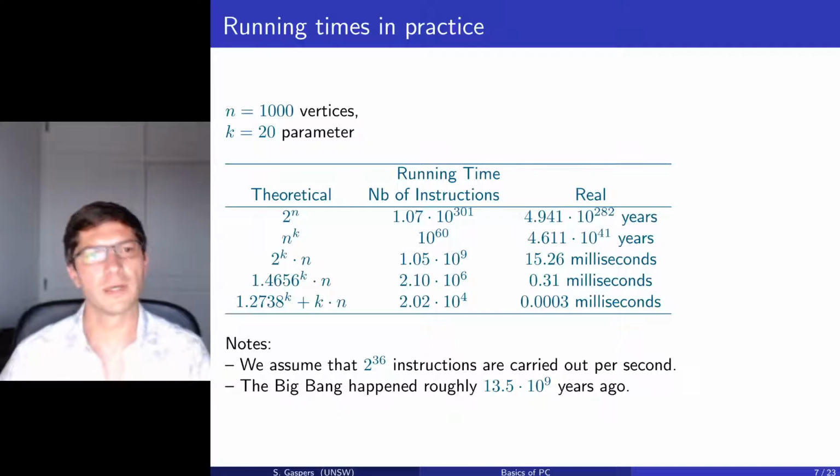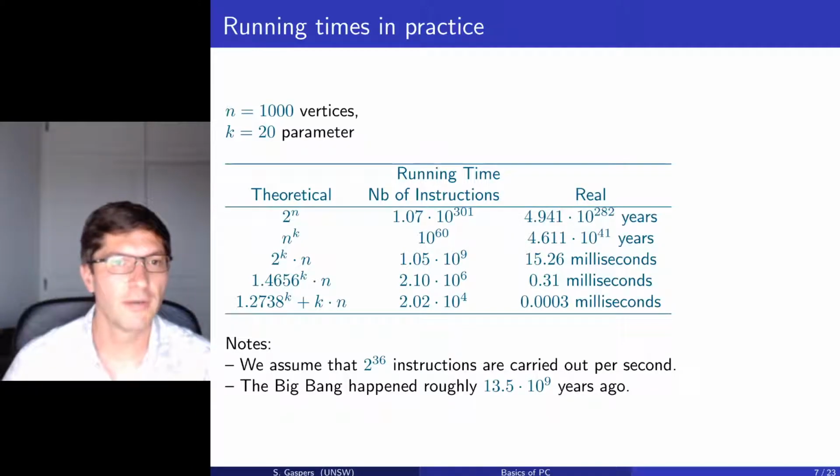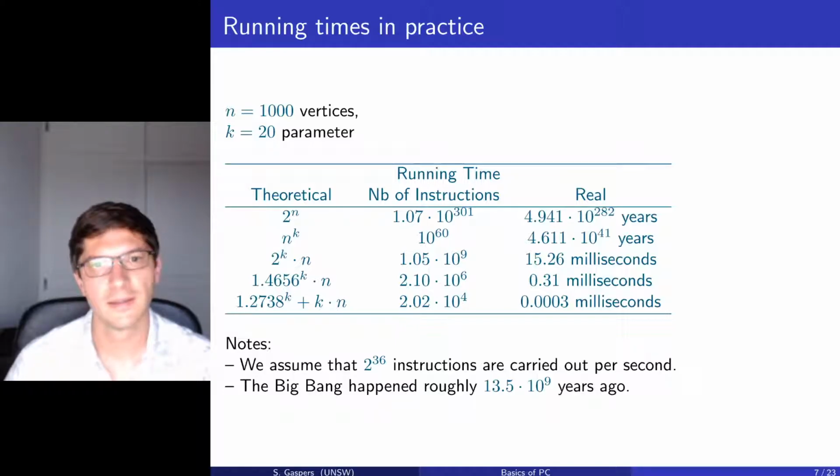So what does that mean in practice? If we have 1,000 vertices and our parameter k is 20, let's look at how many instructions we need to execute and what this means for real-world running times. The 2 to the power n time algorithm and the n to the power k algorithm are hopeless. They would need more than 10 to the 41 years. We get very competitive running times when we have our first FPT algorithm that has running time 2 to the k times n.